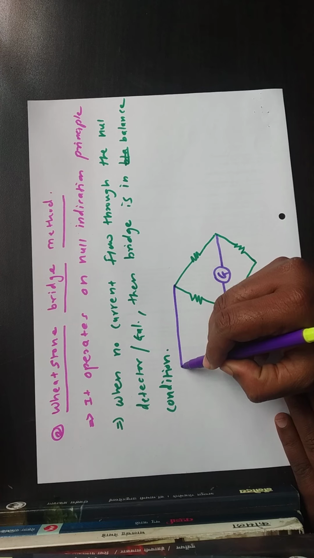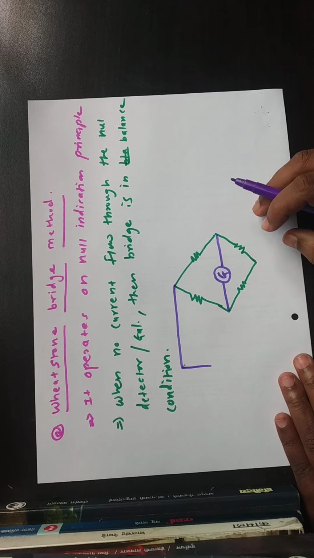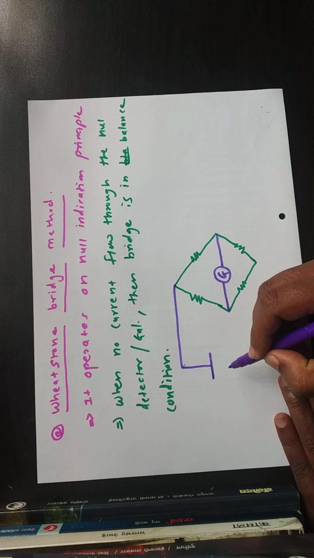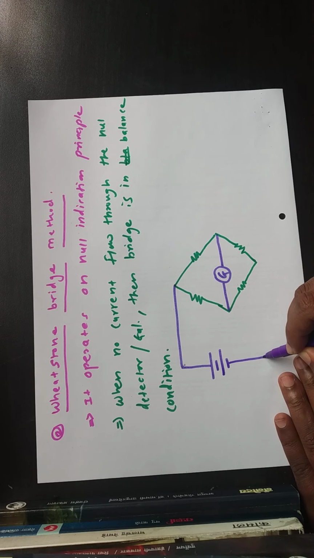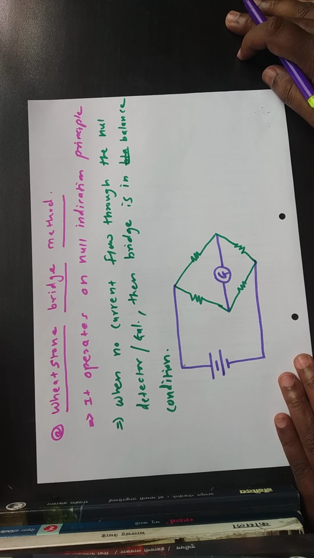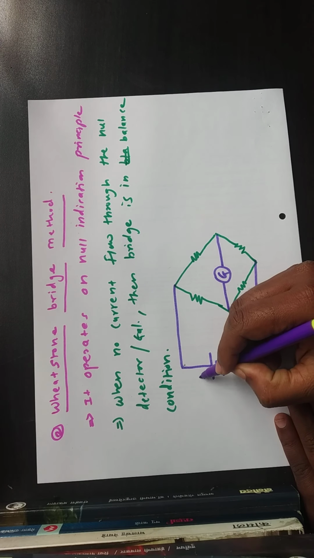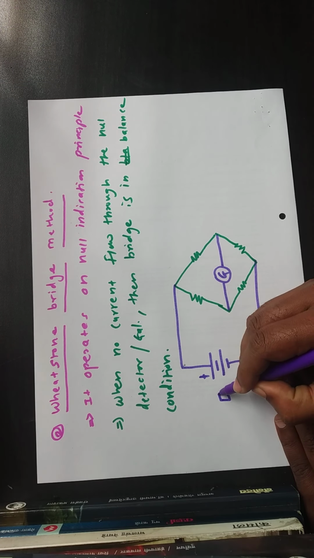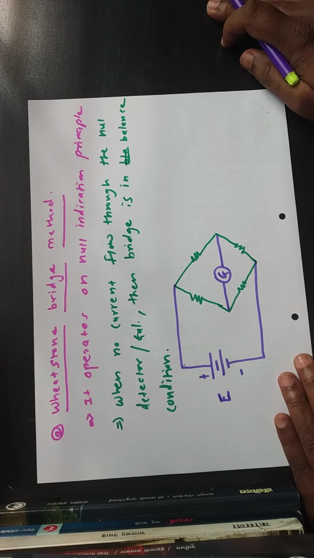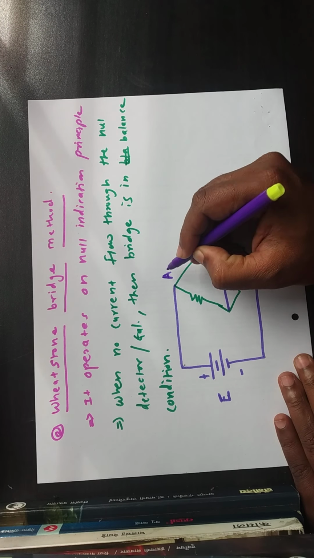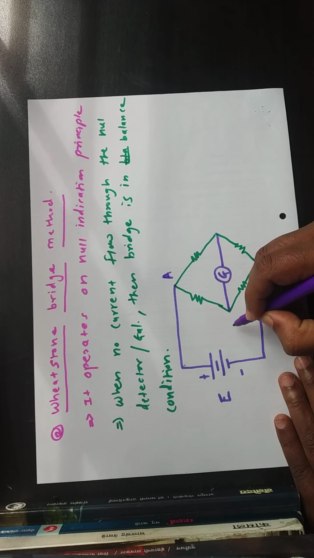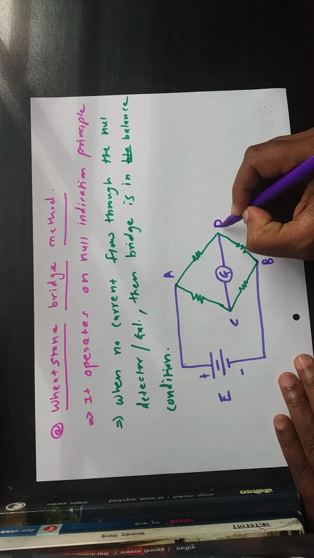As we know that it is a DC circuit, we have to connect a DC source to this network. Basically it is a DC network, so we connect a DC source. If it is an AC network, then we have to connect an AC source. So this is the positive terminal, this is the negative terminal, and we can represent this voltage source as E. We can say this is point A, this is point B, this is point C, and this is point D.